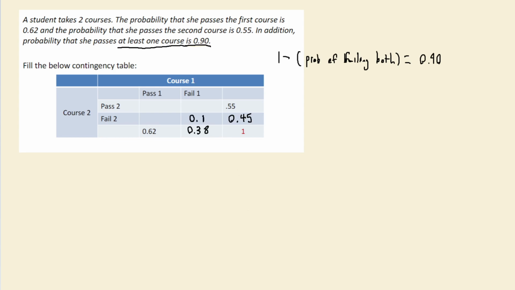And now we actually have enough information to finish filling out this table because this column here has to add to 0.38. If she fails the first one, the probability that she fails the second, given that she fails the first, is 0.1. But the probability that she passes the second, given that she fails the first, has to add to 0.38 because that's the probability that she'll fail the first course. And so that here is going to be 0.28. And now we have enough information to finish the rest. Here, this row has to add to 0.45, and so we'll get 0.35.